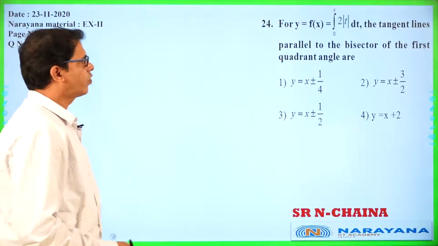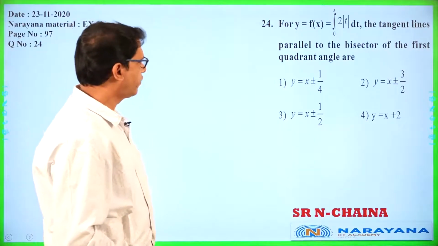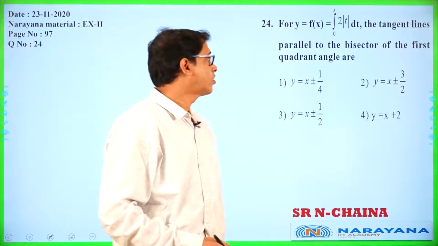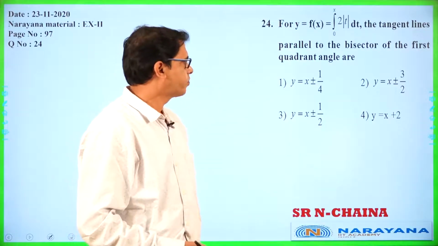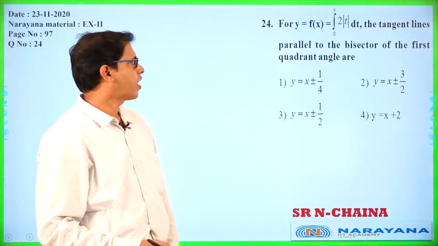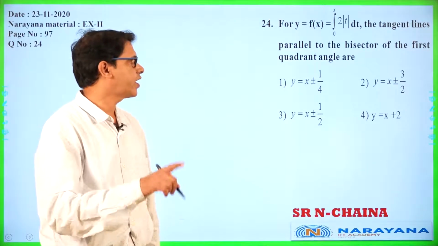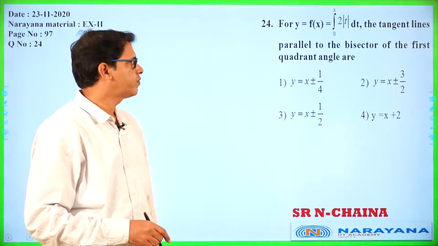For y equal to f of x, what is the function defined as the integral from 0 to x of 2 times mod of t dt? The tangent lines are parallel to the bisector of the first quadrant angle. What is meant by it?